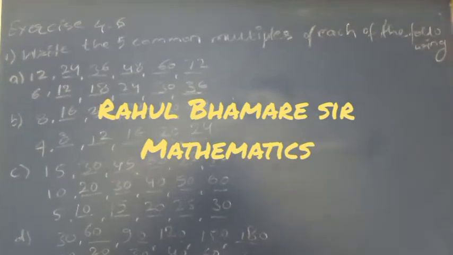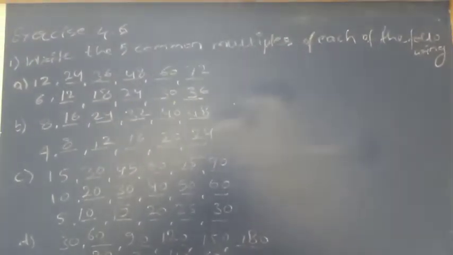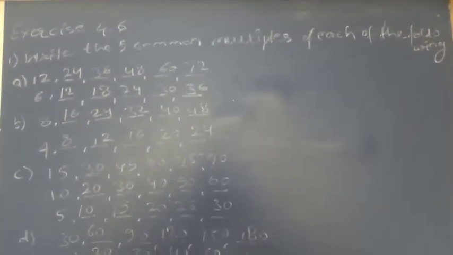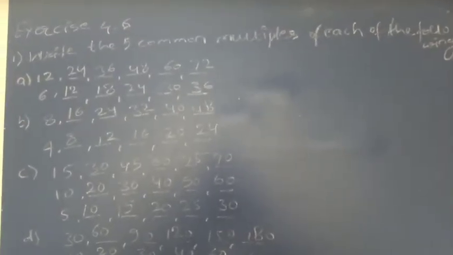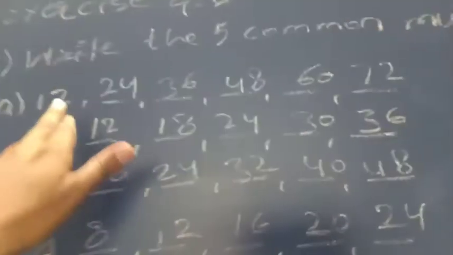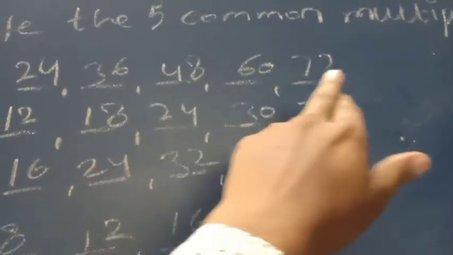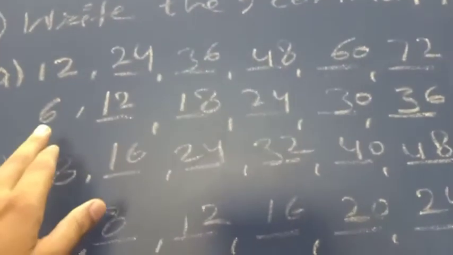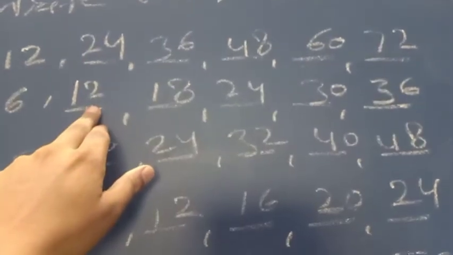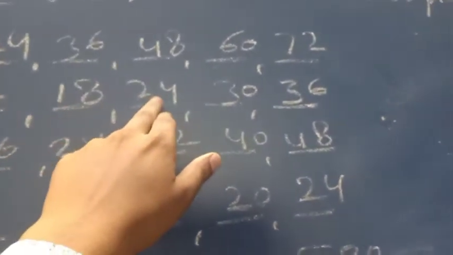Exercise number 4.6. Write the 5 common multiples of each of the following. Multiple means you have to write the tables. Tables like 12, 24, 36, 48, 60, 72. Like that, 6 1 ja 6, 6 2 ja 12, 6 3 ja 18, then 24, then 30, then 36.